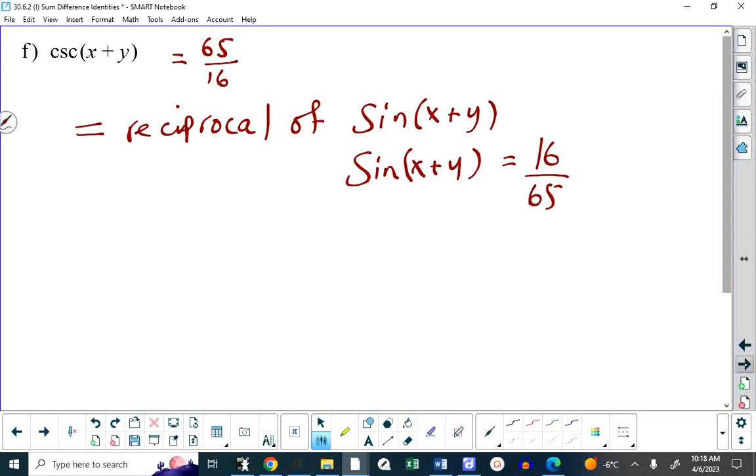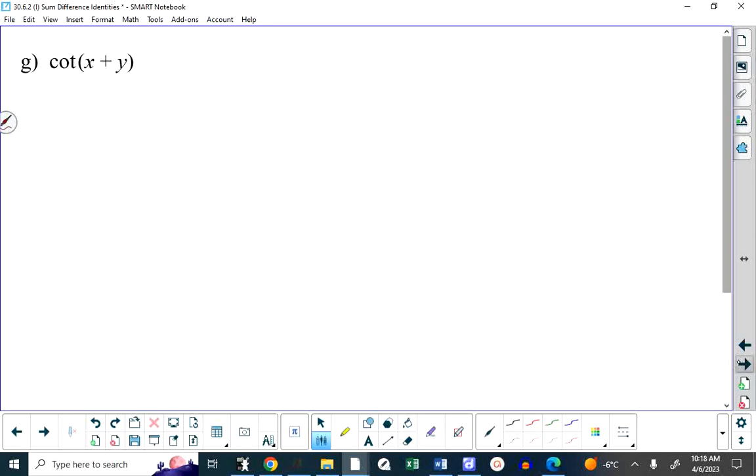And cotangent of x plus y would be the reciprocal of tangent of x plus y, and tangent of x plus y we found to be negative 16/63. So we take the reciprocal of it. This goes way back to Unit 1 when we had just cosine of an angle, and then you were asked, using x and y and r, to find secant of the angle. You just flipped it over.